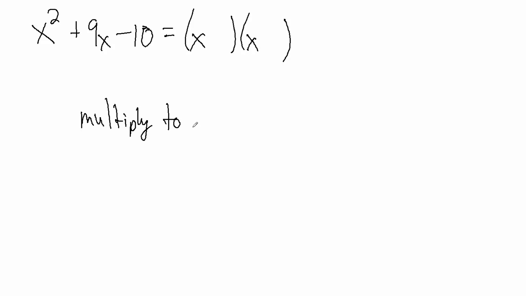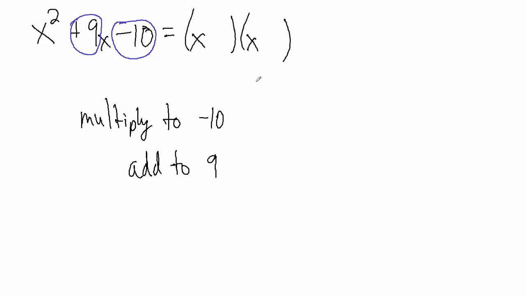Now, just like before, we want two numbers that multiply to get what? Now be careful here. Here we have blah blah blah minus 10, so the two numbers have to multiply to give us minus 10. And they're going to add to what? Well, here we just have blah blah blah plus 9x, so they're just going to add to get us the positive 9. Okay, so we want two numbers that multiply to get negative 10 and add to get positive 9.